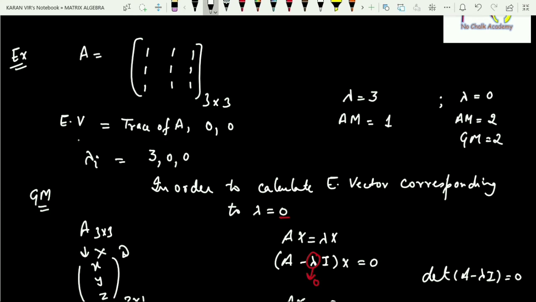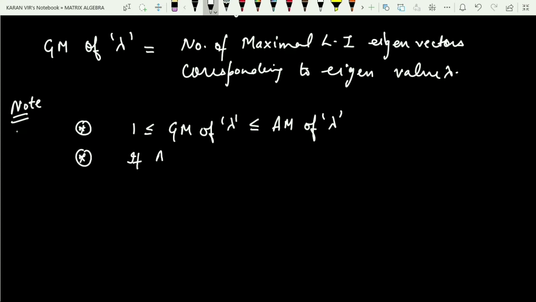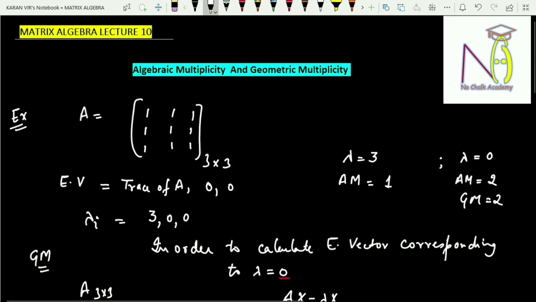And one more result apart from this example: the geometric multiplicity of any lambda is always greater than or equal to 1, and it is less than or equal to the algebraic multiplicity of lambda. You can observe one thing, that if the algebraic multiplicity comes out to be 1, if AM equals 1, this implies GM will always be equal to 1. So going back, in this case AM corresponding to lambda equals 3 was 1, so the GM will also be 1. That is how we calculated the algebraic multiplicity and geometric multiplicity in this question.